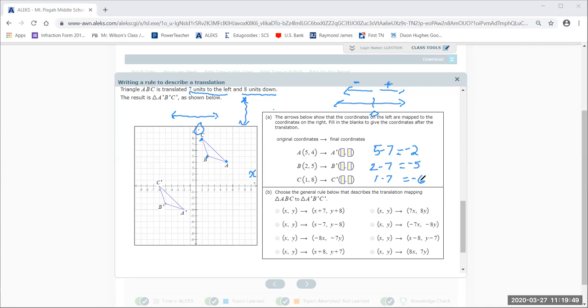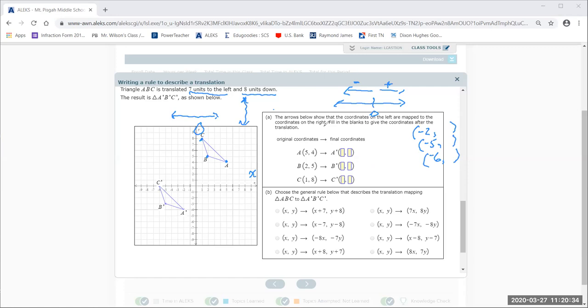We have -2, -5, -6. I'll write those down. I'm going to erase these to make room for our work with the Y values. But we know our new X values are -2, -5, -6. Now we're going to figure out what our Y values are to fill in the space for the Y.